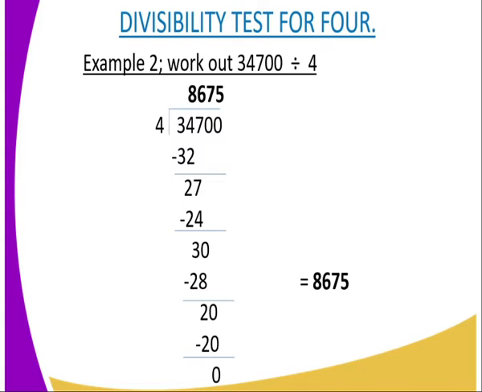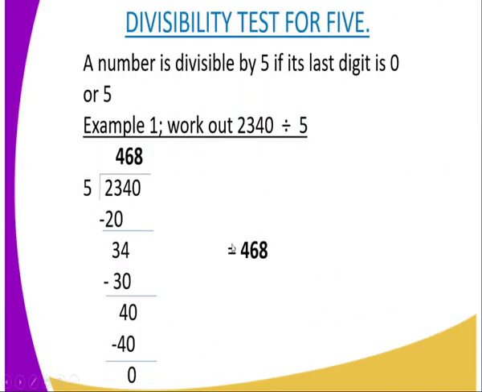In our case, 34,700, the last two digits are both zeros, and we have said a number is divisible by 4 if the last digits are both zeros or a number that is divisible by 4. In our case, our last digits are both zeros, so that is to mean our number here is divisible by 4. And then when you divide it, you are going to get 8,675, as you can see from our screen.